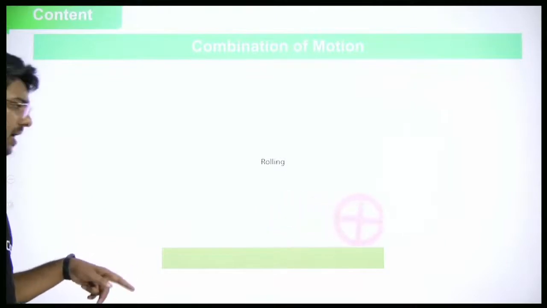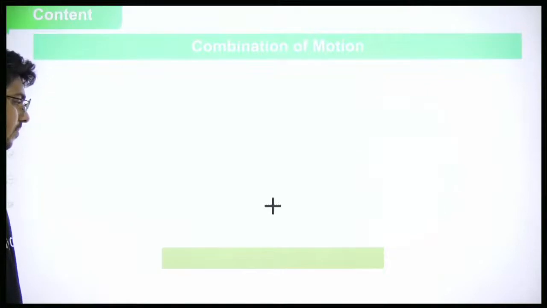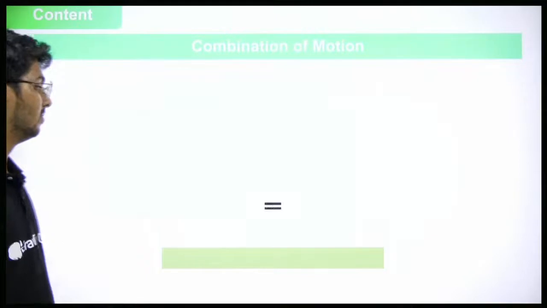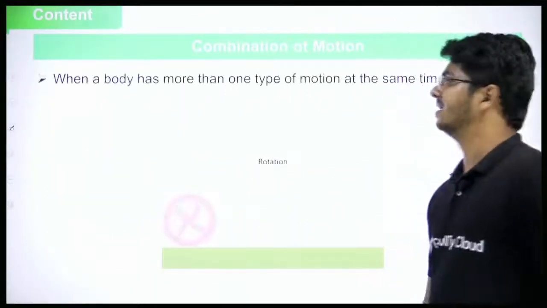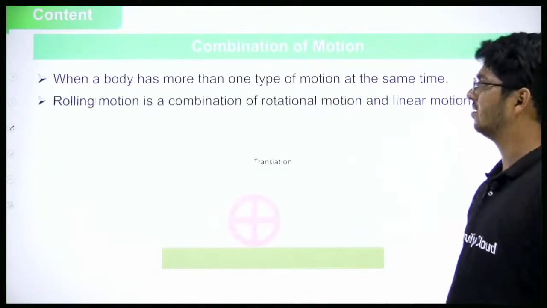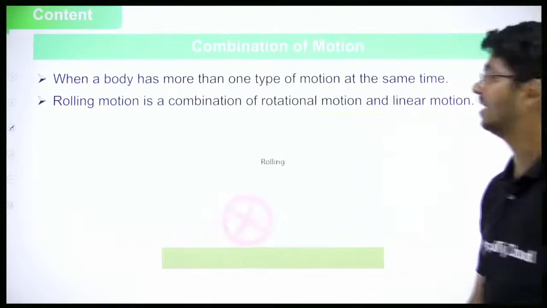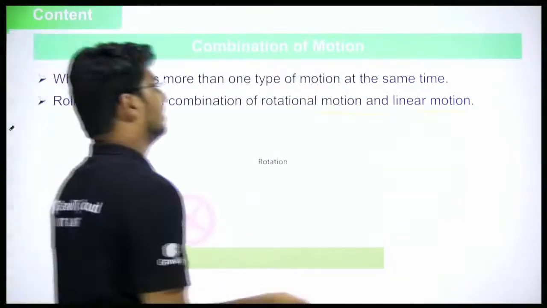What's the animation again? Don't worry, it'll be played again. So here it shows rolling. Now it starts. It's rotating, rotation plus translation. Combine them, you get rolling. Understood? So when a body has more than one type of motion at the same time, a simple example is rolling motion, which is a combination of rotational motion and linear motion. That way we have other combinations also.